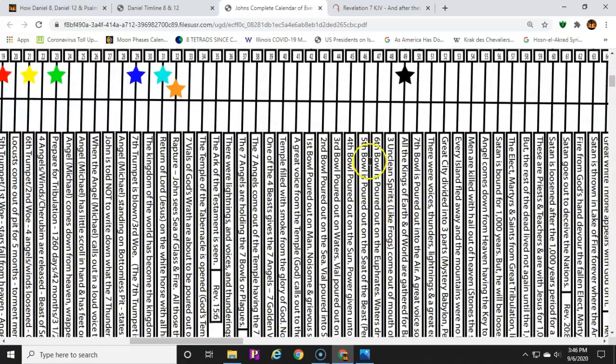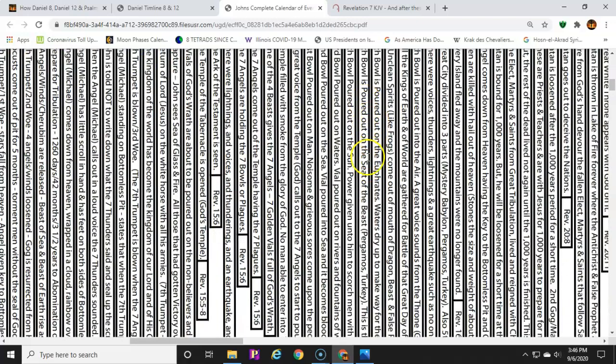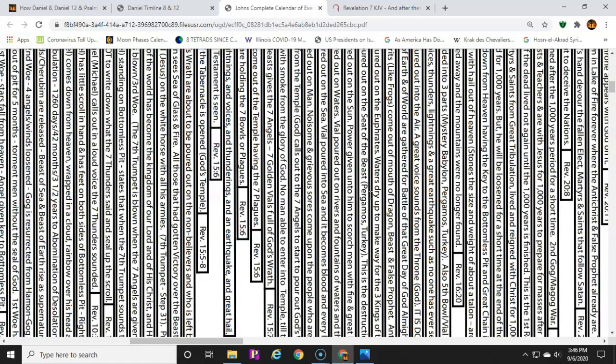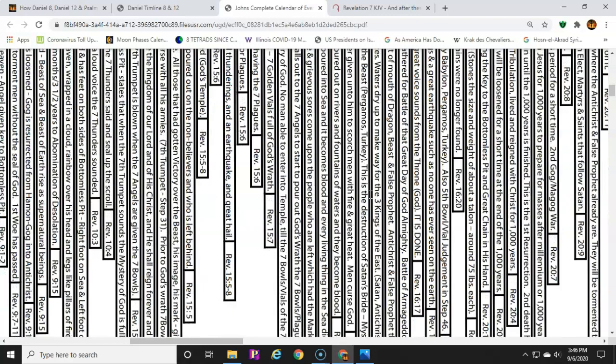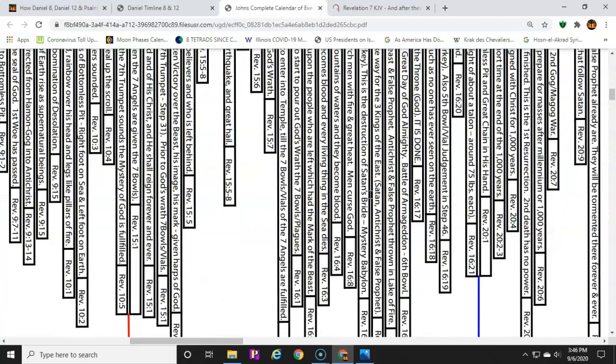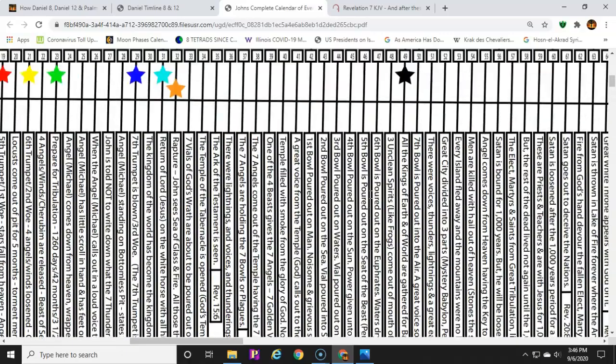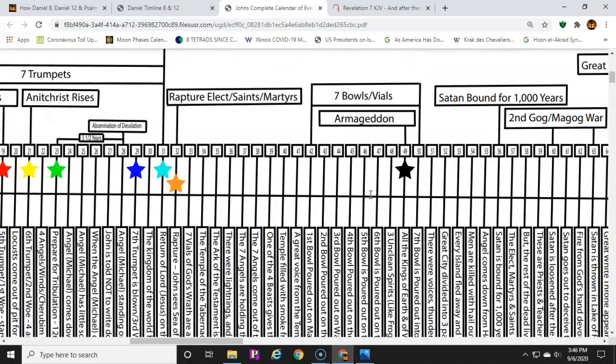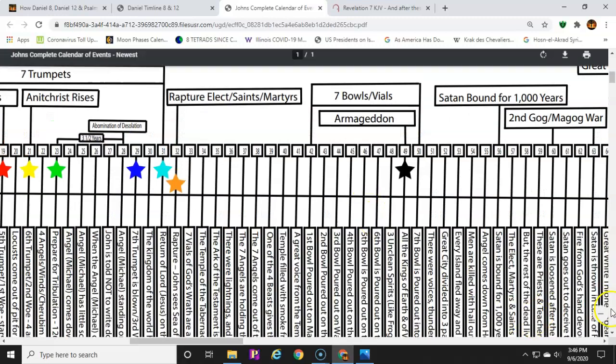And then look at that, the 5th bowl is talking about it being poured out on the beast of the sea, or the seat of the beast, which is Pergamus, Turkey, which is Mystery Babylon. Been saying this for a while. I've done a whole video on this. It's about an hour and a half long if you want to go see the connections between Mystery Babylon and why I believe this is the case.